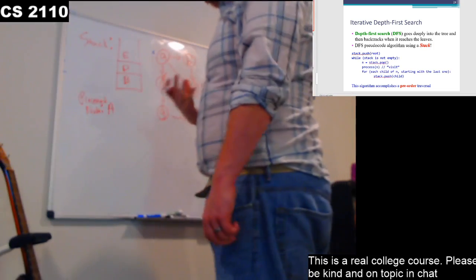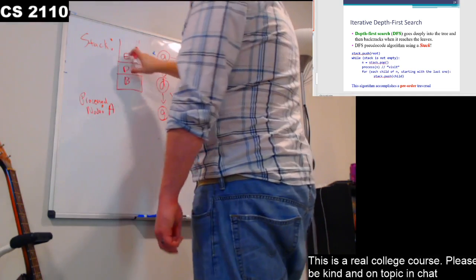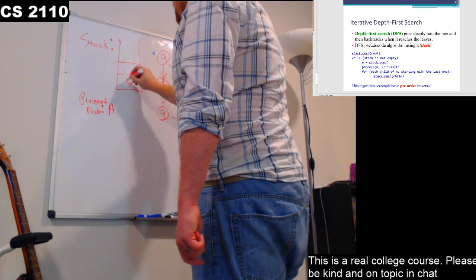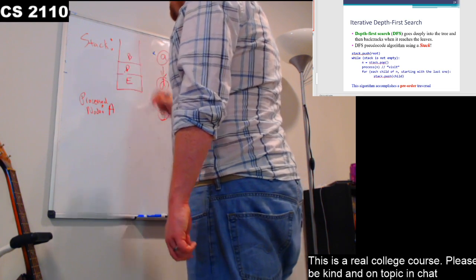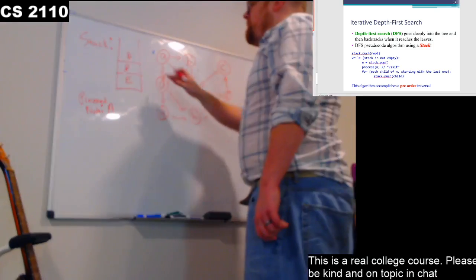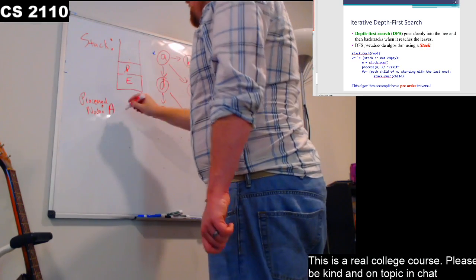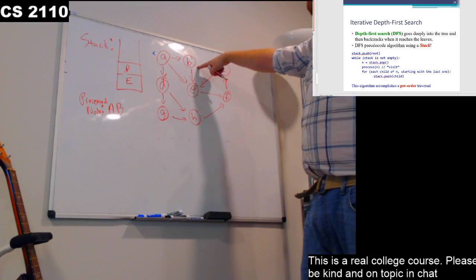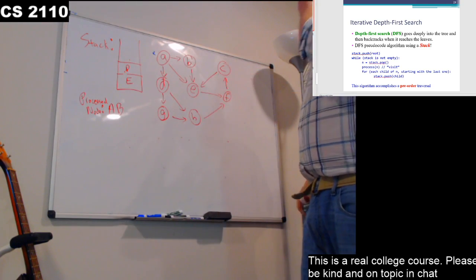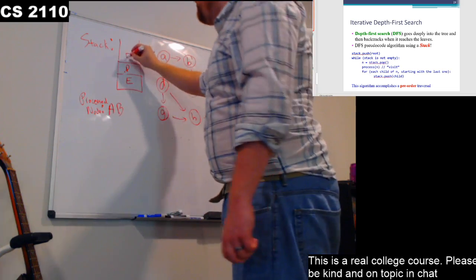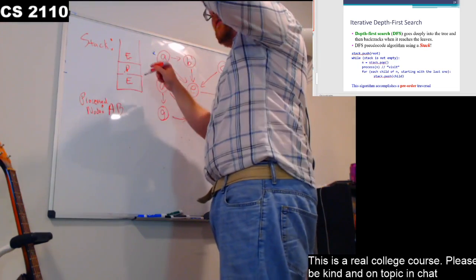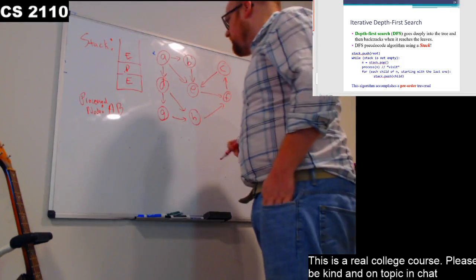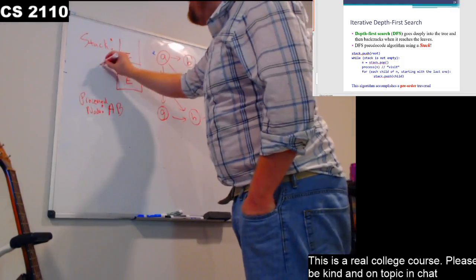I could also push in reverse order, so starting with the last one, I could go E, then D, then B as well. E, D, B. Now, I pop B off the stack, I process B, and then I push all of B's nodes onto the stack. So I'm going to push E, and you may notice E is here twice. Don't worry about that for now, because I'm going to throw a wrinkle in this later. Now I pop E off the stack.